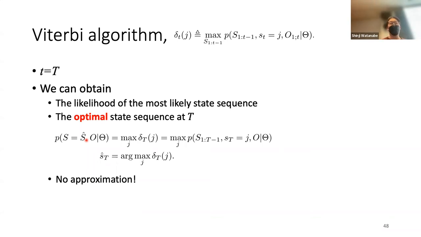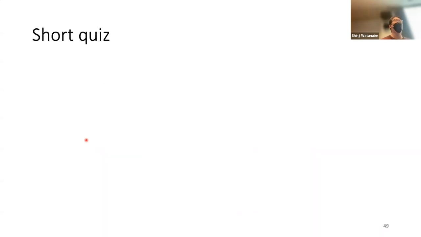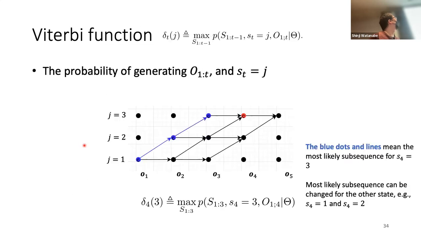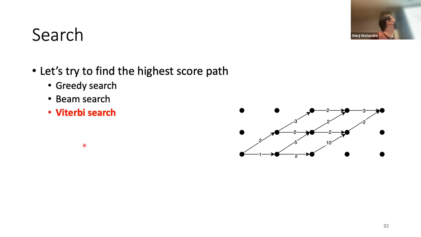Okay, so that is the BW algorithm, and I will have a short quiz, please. The question is, among these three algorithms, which one provides the best score path, especially in this example, which one would provide the best score sequence?